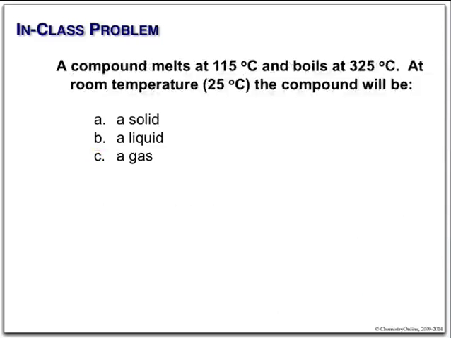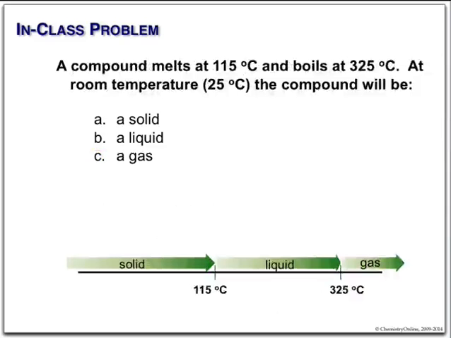A compound melts at 115, boils at 325, at room temperature, which is about 25 degrees centigrade. What is it? We are told our melting point is 115, our boiling point is 325, and we're at 25. But we're all the way down here, way in the solid range.